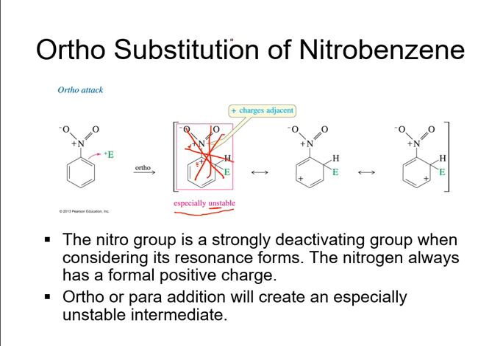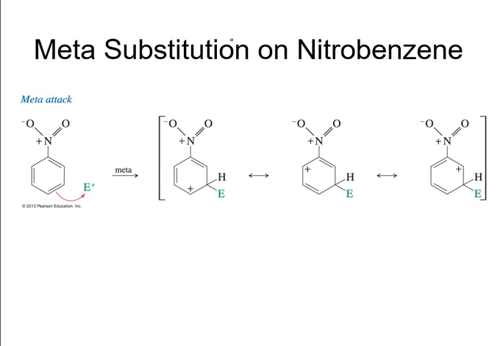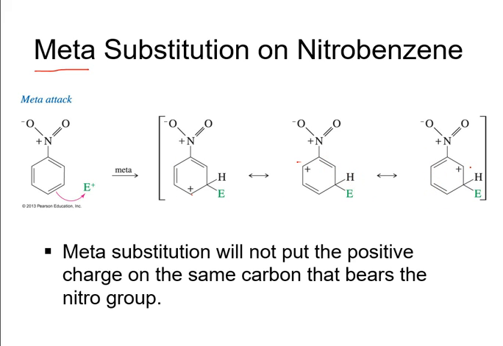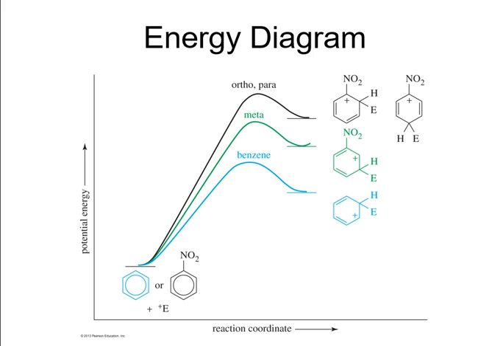Okay? So the nitro group is a strongly deactivating group when considering its resonance forms. The nitrogen always has a formal positive charge. Ortho-para addition will create an especially unstable intermediate. Okay? In the meta position, you don't have that. You have your plus charges at all the carbons. Okay? So for meta substitutions, you can think of it as not that any one of these is more stabilizing, it's that one of these is not so unstable. It's like the exact opposite of why ortho paras work. Okay? The meta positions don't put positive charges near each other.